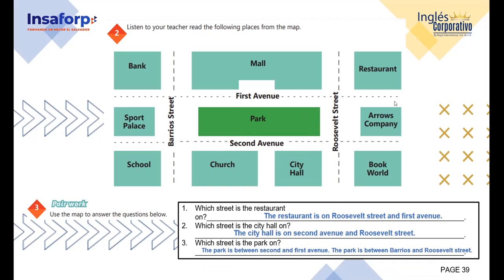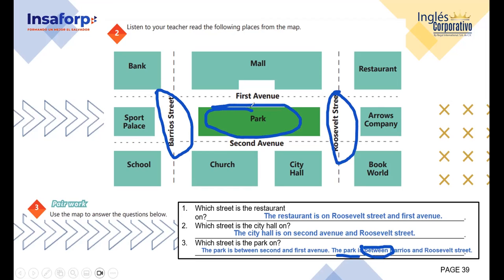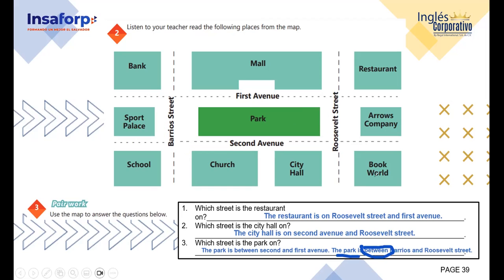Very good, by the way. The park is between the Second and First Avenue. Porque está entre, ¿verdad? Mira. First and second, right? O puede decir, the park is between Barrios Street and Roosevelt Street, porque está en medio, mira. Okay? Okay. Very good, Mr. Thank you.